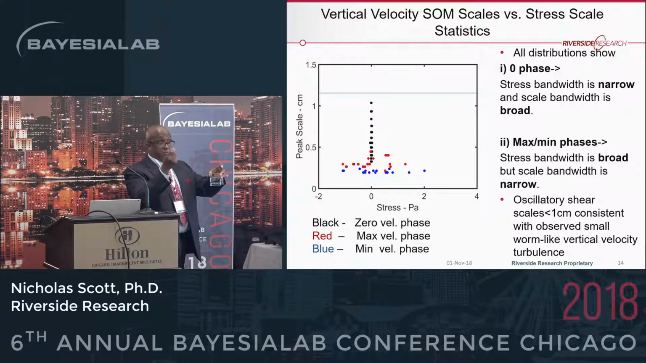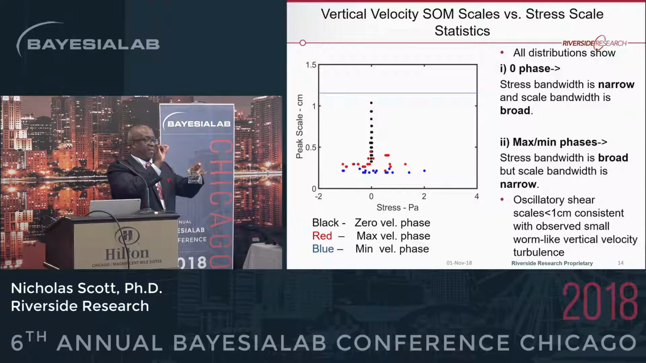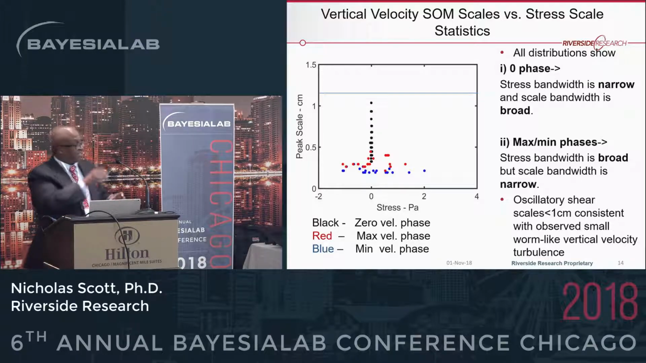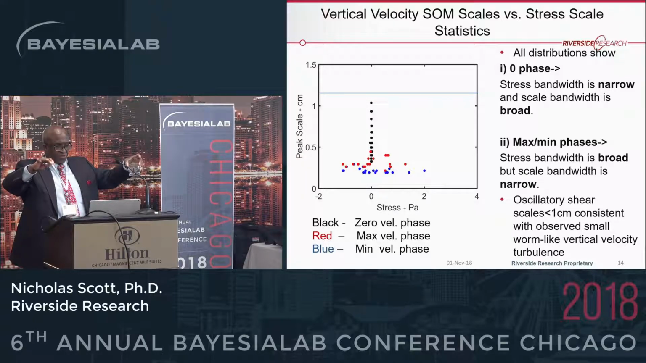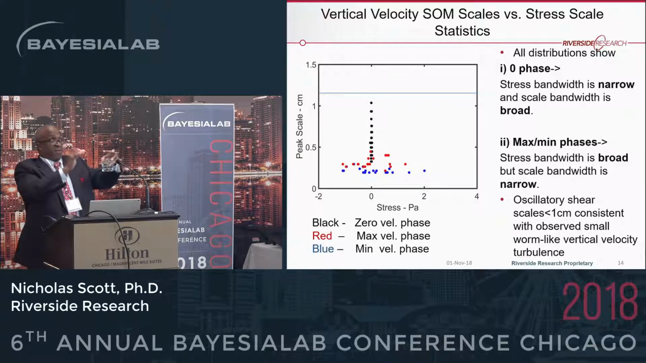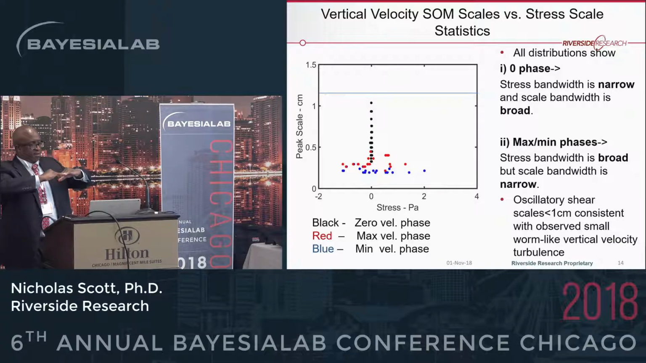Everybody takes their morning coffee, you stir it up. Little do you know that if you were able to put a dye tracer in your coffee, you'd be able to see these very worm-like eddy structures at the very, very small scale. That's basically what you see at the max and min phase. You see this very narrow bandwidth of scales. Stress bandwidth is broad, scale bandwidth is very narrow.